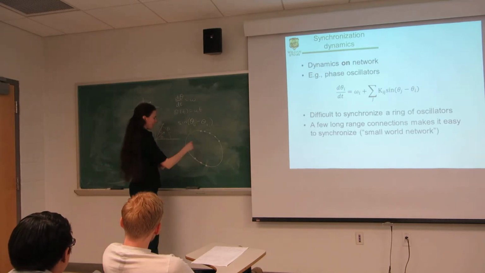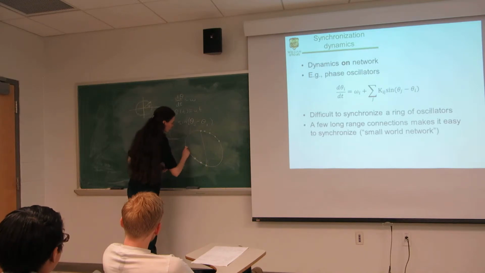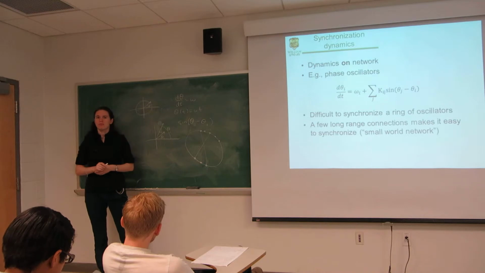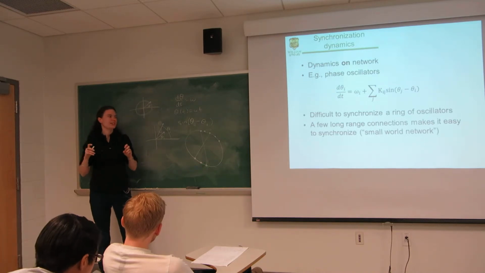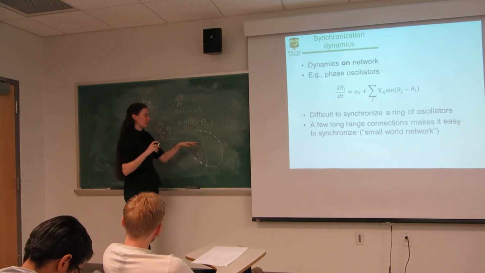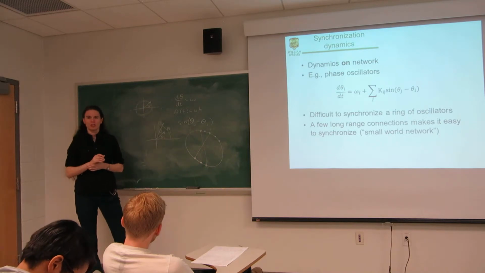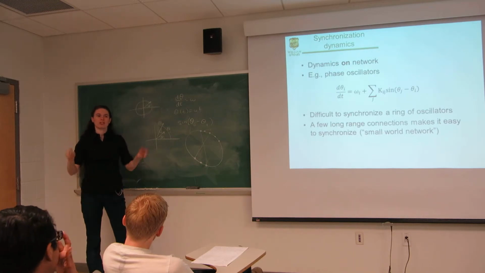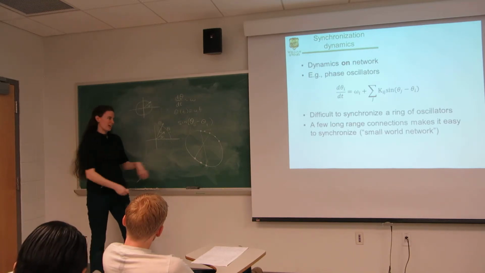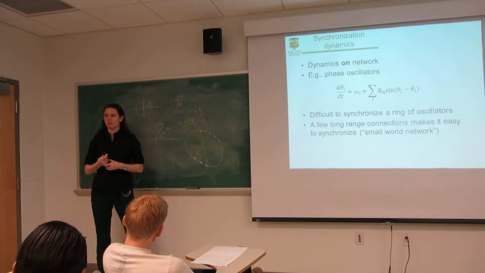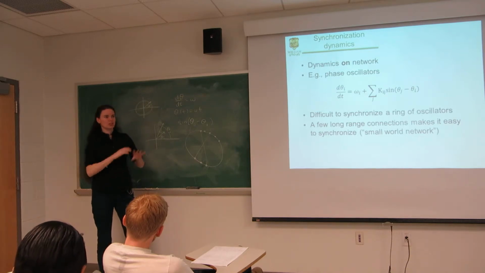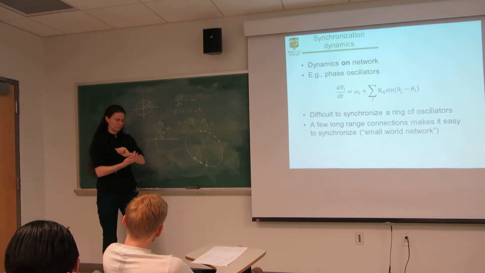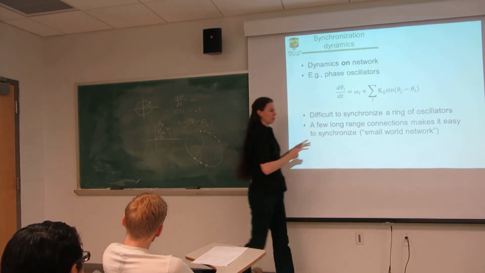However, if we were to add just a very small number of long-range connections here, people would call that a small world network, and it becomes a lot easier to synchronize. So studies of synchronization show that if you make your network diameter, so to speak, smaller by adding a few long-range connections, you can synchronize more easily. And there's tons of other things known about synchronization. I can refer you to a nice review paper if you want. So that's an example of dynamics on a network.